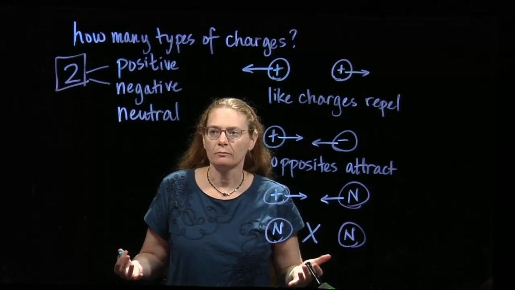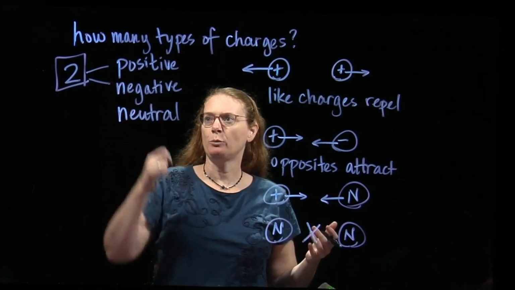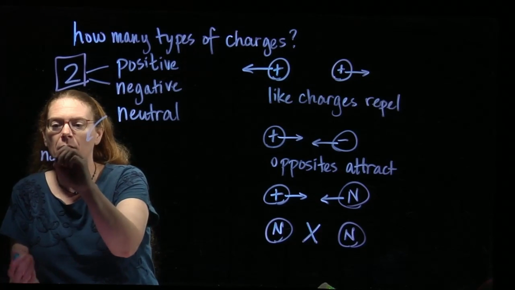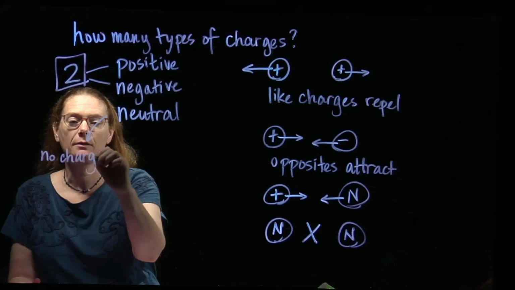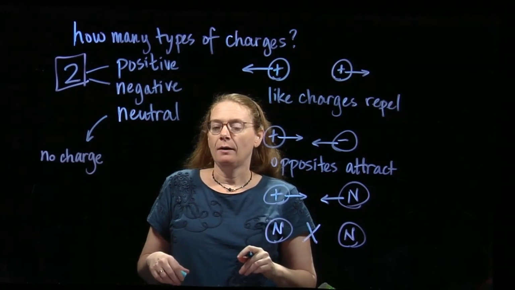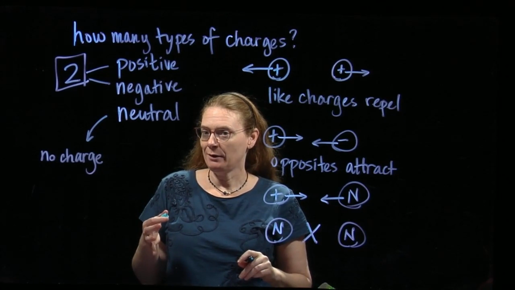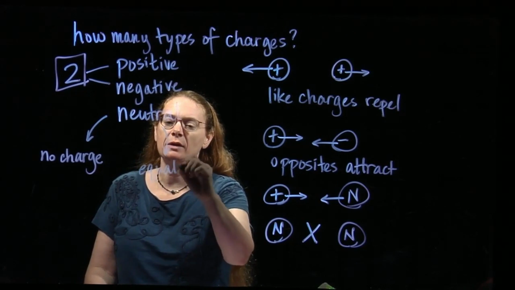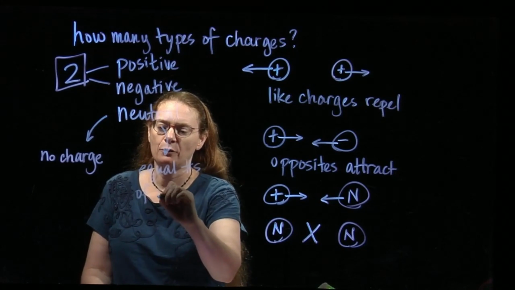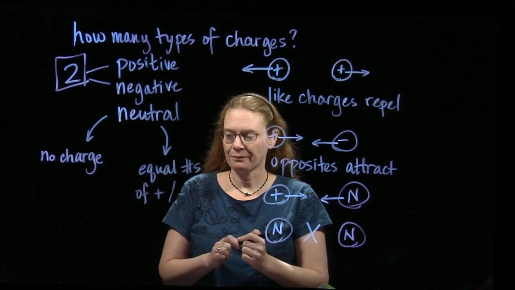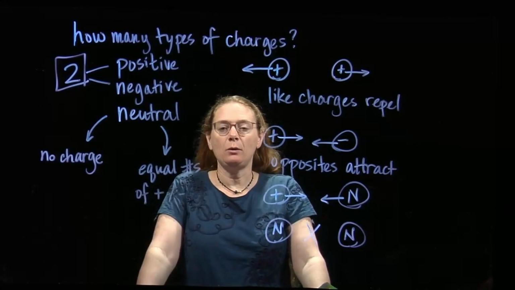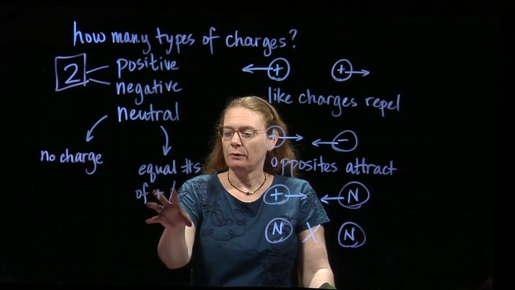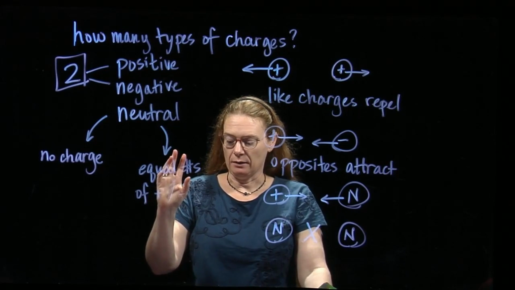So what does neutral mean? What do you think neutral might mean if we only have two types of charge? Well, I'm guessing your first thought is, okay, it has no charge whatsoever. It isn't positive, it isn't negative. And that's one possibility. There's another possibility. Can you come up with that one? The other option is that it's balanced out. It has equal numbers of positives and negatives. So in our day-to-day world, if we have a neutral object, like a piece of paper, does it have no charge, or does it have equal numbers of positives and negatives?